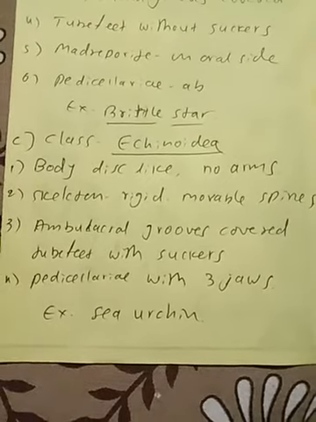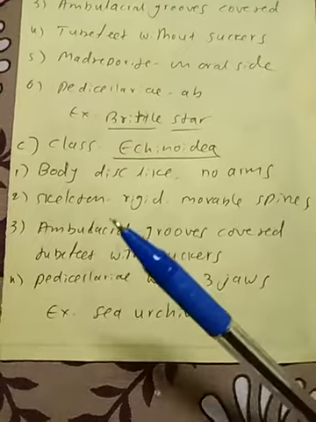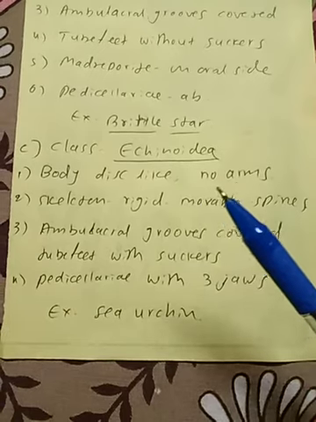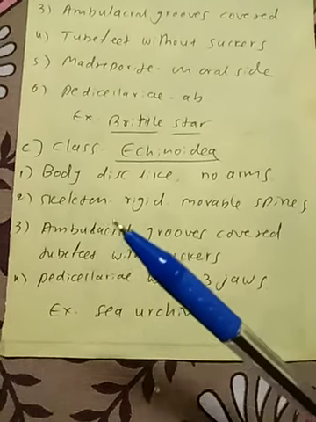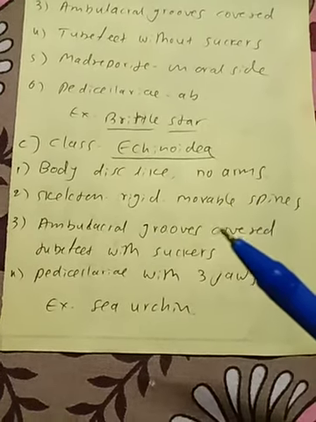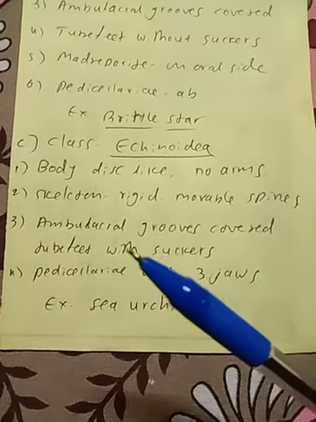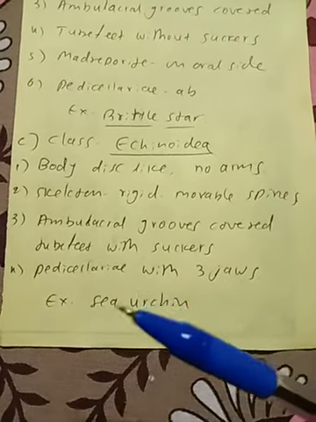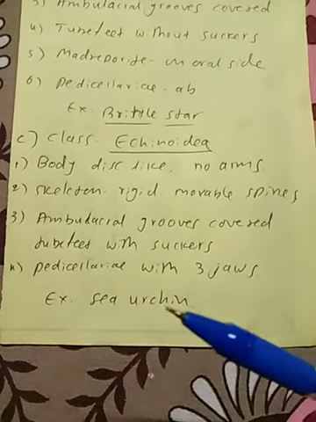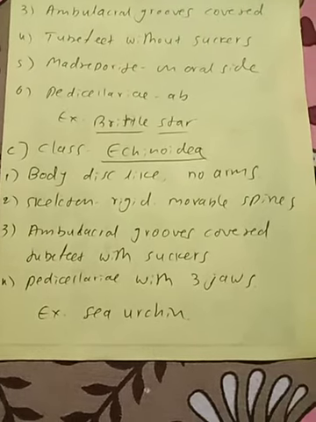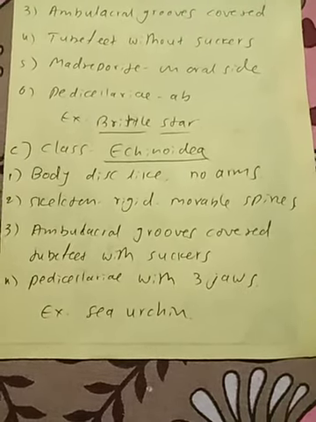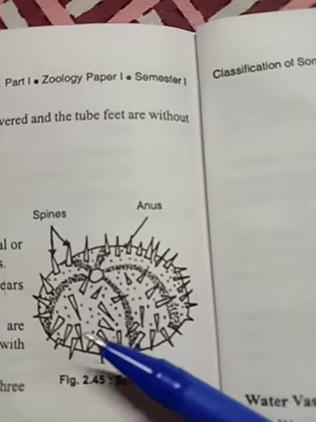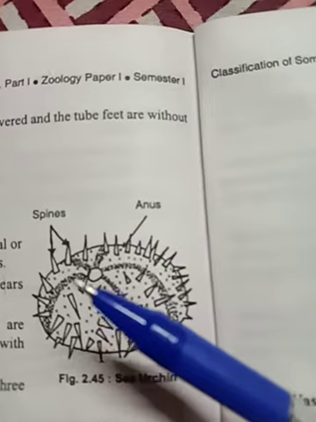The next one is the class Echinoidea. Salient features: body is disc-like, there are no arms, skeleton is rigid with movable spines, ambulacral grooves covered, tube feet with suckers, pedicellariae with 3 jaws. Example, sea urchin. You see the animal, that is sea urchin. The body is covered with the spines.